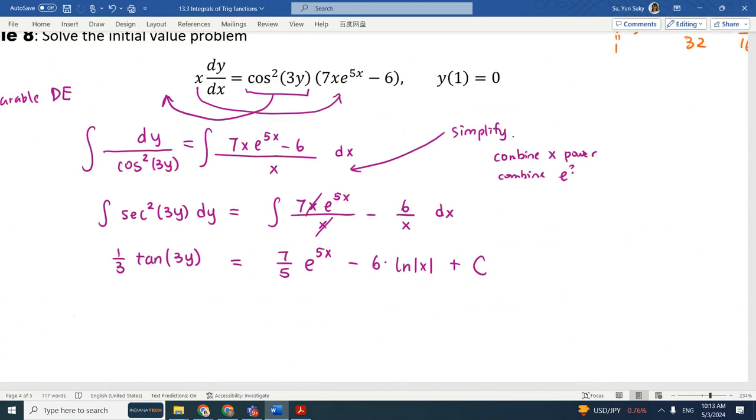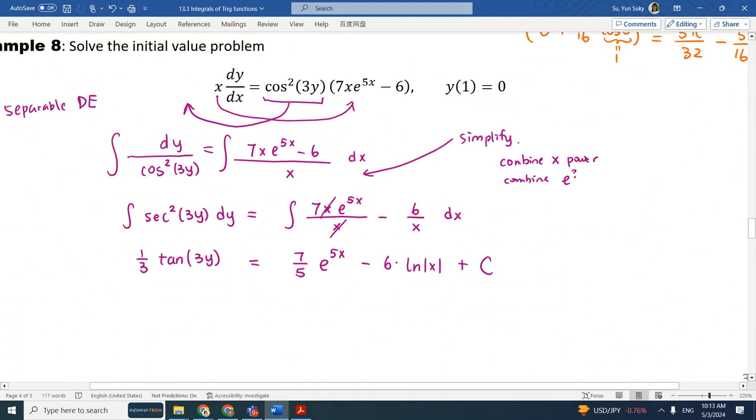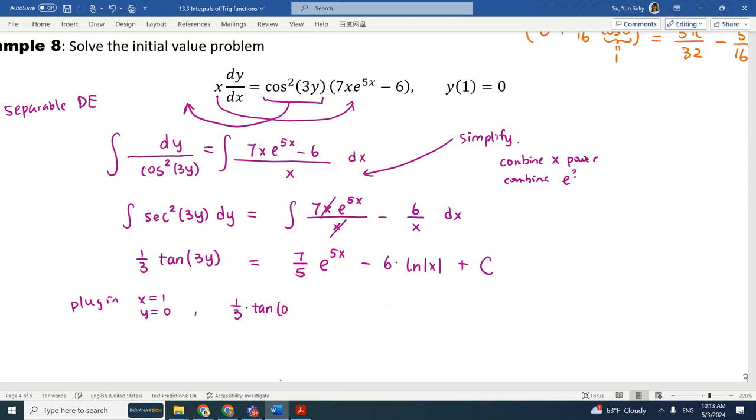All right. Now, we want to find the c. So we plug in the initial condition. We plug in x is what? Yeah, x is 1 and y is 0. So on the left, we get tangent of 3 times 0, still 0. But x is 1. e to the 5 times 1 is e to the 5. 6 ln 1. Do you remember what ln 1 is? Yes, 0. Plus c. Do you know what tangent 0 is?